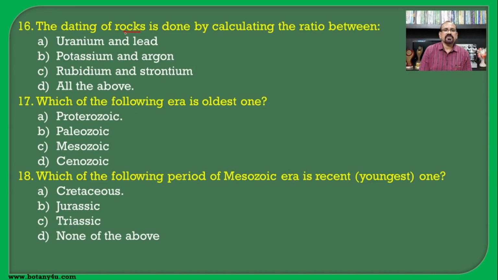The dating of rocks is done by calculating the ratio between isotopes. There are different methods of dating rocks: uranium and lead, potassium and argon, and rubidium and strontium. All these three methods are used in dating rocks, and hence all the above is the answer for this question.